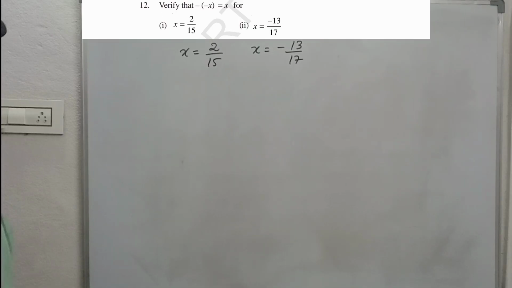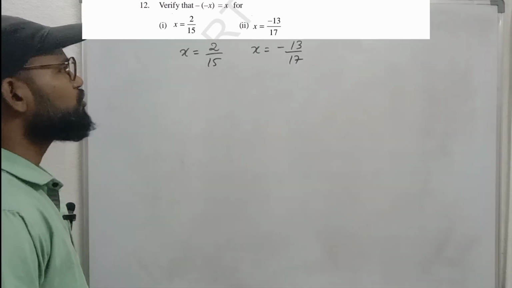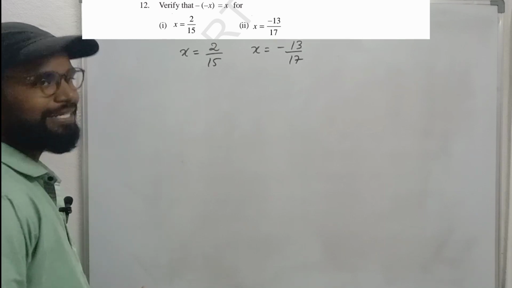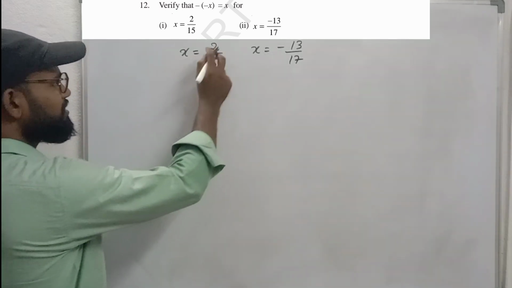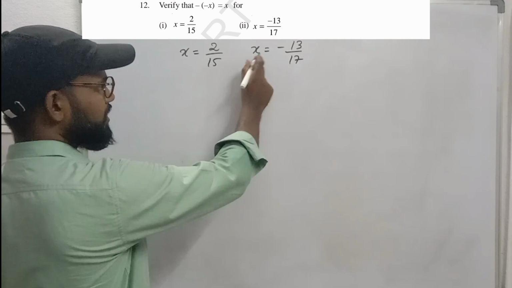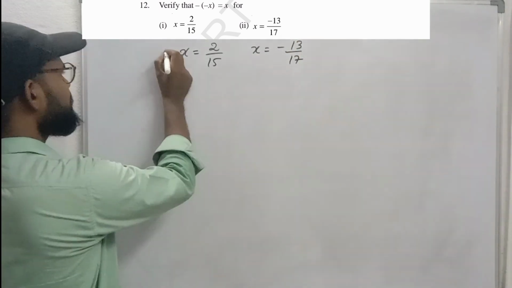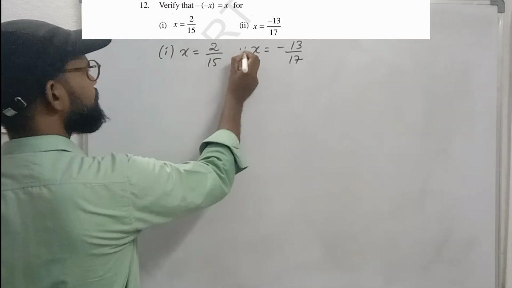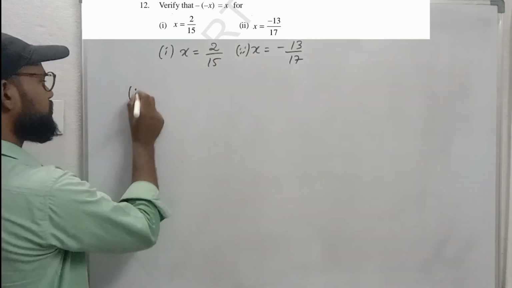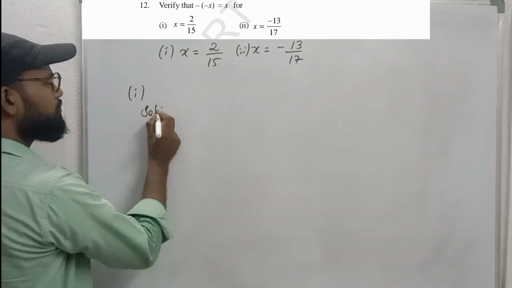So see the 12th question. Verify that minus of minus x equals x, where one x value is 2 by 15 and another x value is minus 13 by 17. So first we are going with the first problem. So now, the first solution. Right. So we will verify this.